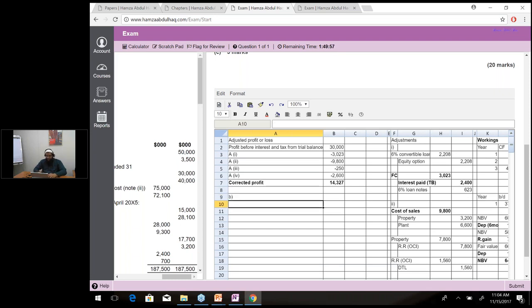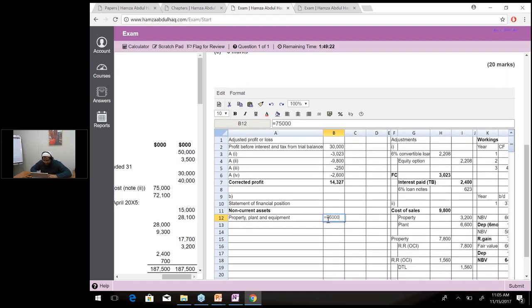And then part B, the question required the statement of financial position. So in the statement of financial position, we start from non-current assets and we write property, plant, and equipment. So if I write the value of the property, plant, equipment, I'm going to adjust these four values basically. These two are the cost of the property and the plant, and these two are the depreciations. So I'm writing equals to 75,000 plus 72,100 minus 15,000 minus 28,100.